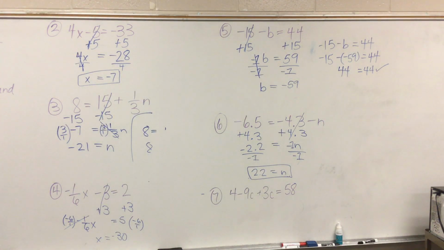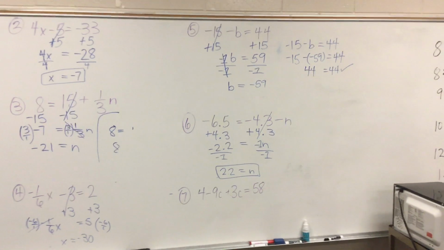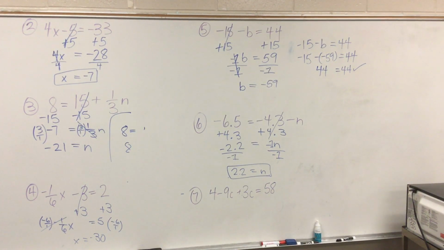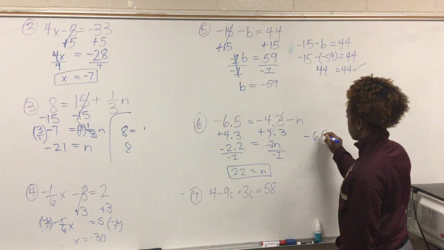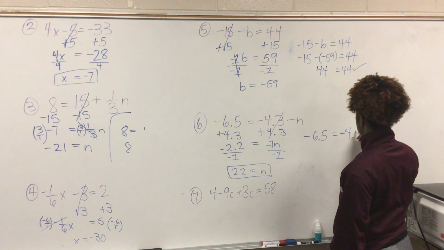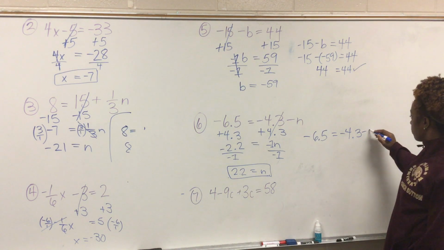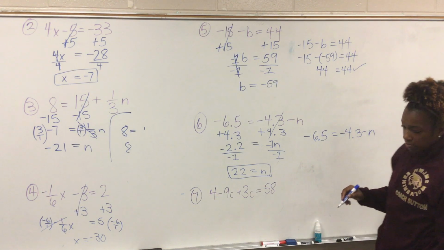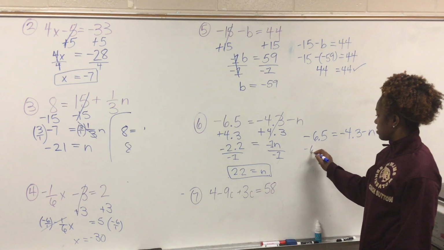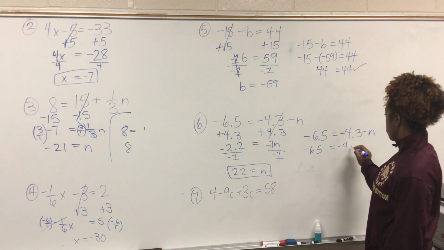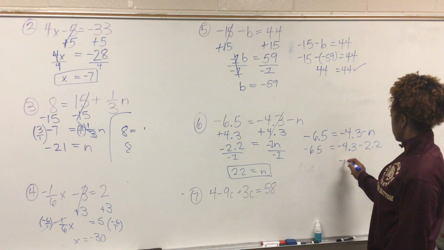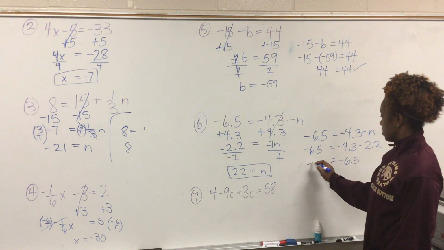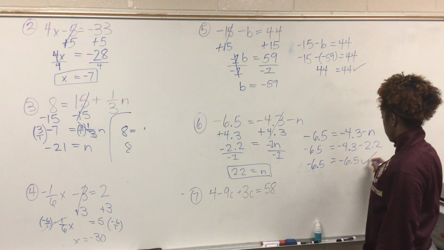Now, if I wanted to show my work, how do you show your work? What is the first step? On every problem, I've said that the first step is to rewrite the problem, just as it is. So negative 6.5 equals negative 4.3 minus n. Then you want to substitute your answer. Negative 6.5 equals negative 4.3 minus 2.2. Once you subtract these, you get negative 6.5. So we know this is the right answer.